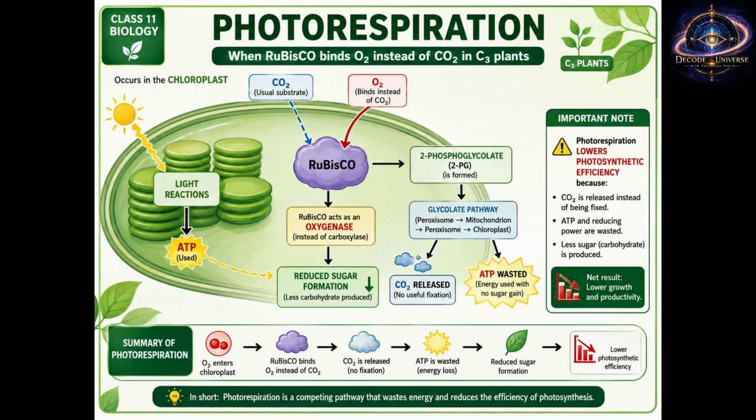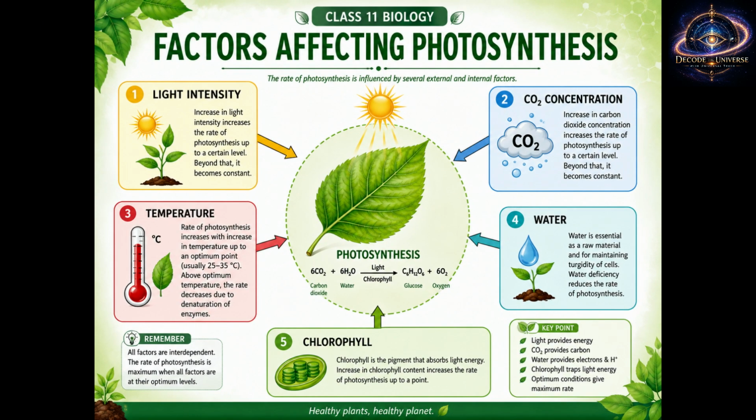Q16. What is C4 pathway? C4 pathway is a special photosynthetic pathway seen in plants like maize and sugarcane. The first stable product is a 4-carbon compound, oxaloacetic acid. Q17. What is Kranz anatomy? Kranz anatomy is the special arrangement of bundle sheath cells around vascular bundles in C4 plants.